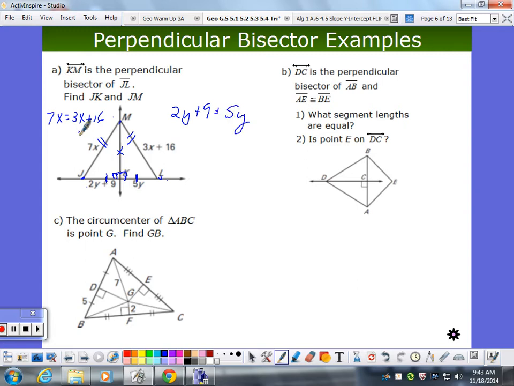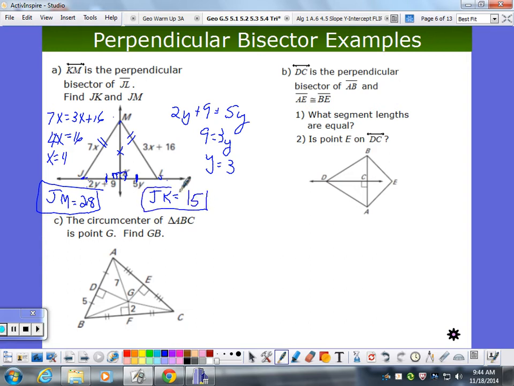Okay, yes, sir? Question? Well, yeah, we're just going to have to do it, right? Subtract the 3x. So I'm getting x is 4. Let's see, I'll put that one over here. So 9 equals 3y. Looks like y equals 3. If x is 4 and y is 3, and they want us to find JM. Oh, JM is this one, 7 times 4. It looks like JM is 28. They also want us to find JK, which is this one. JK is going to be 2 times y, which is 3, 6 plus 9, 15.